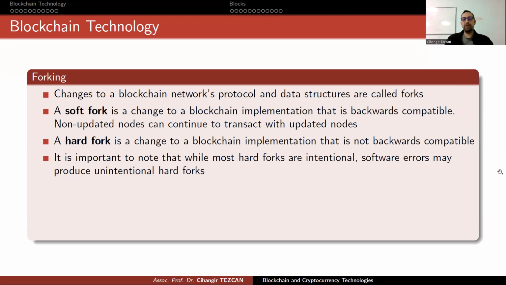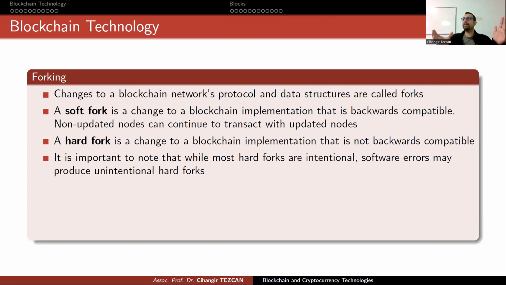It is important to note that while most hard forks are intentional, software errors may produce unintentional hard forks. Okay, so here we say it is generally intentional because, for instance, you want to create a new cryptocurrency, but you don't want to do it from the start. You can say that, okay, for instance, at the 100,000th block of Bitcoin, I will create my own cryptocurrency, just copying the Bitcoin blockchain, but now I'm changing some of the parameters, so my blockchain will be something different.